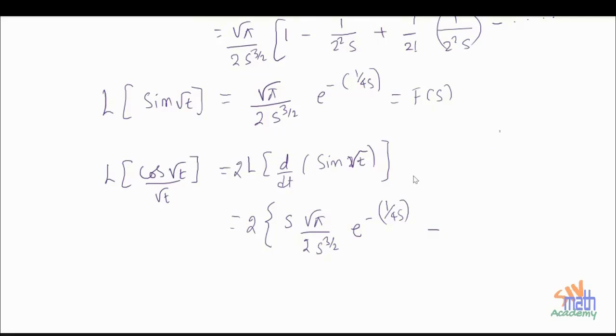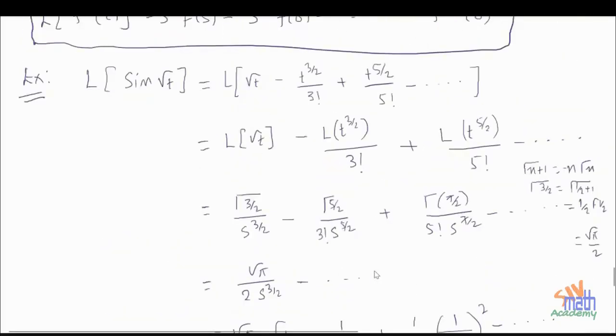F of t is equal to sine root t. So f of 0 is equal to what? 0. So this 2 cancels and 1 s has gone. So this is totally root pi by root s e power minus 1 by 4s. So this is the answer. It's a very important question. See, people will ask this kind of questions only.